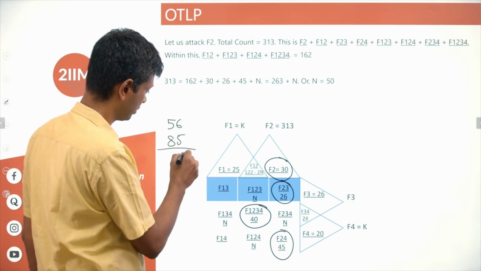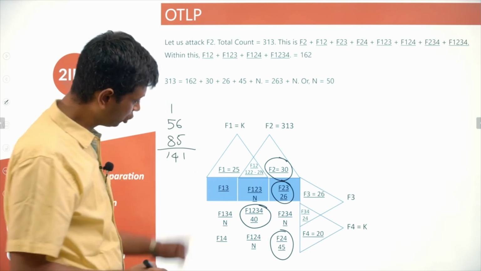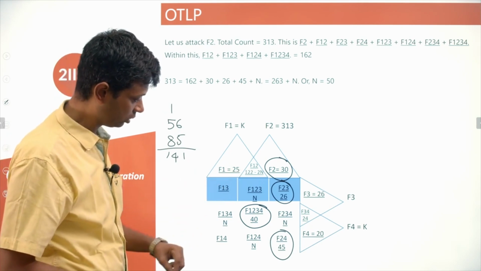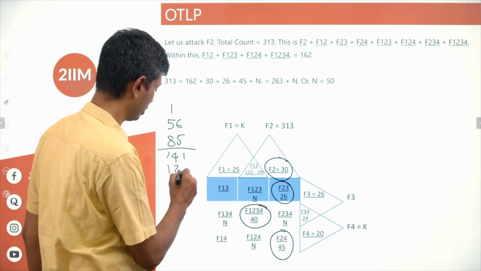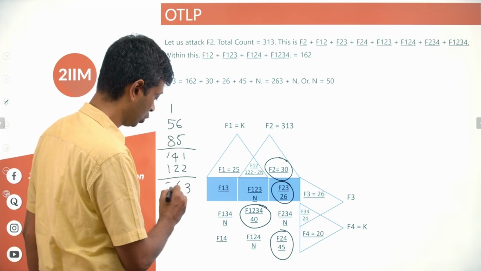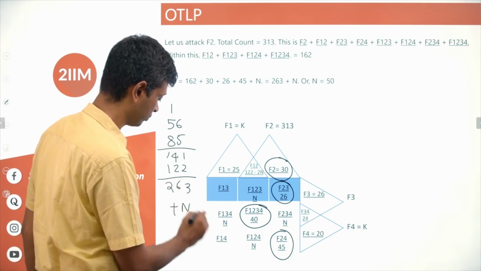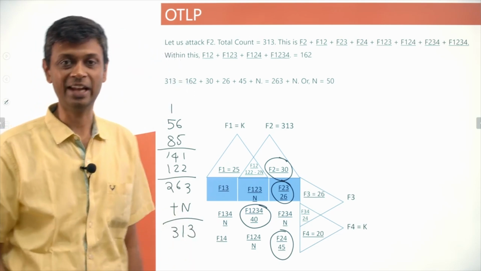So this is 11,141. To this we add 122 minus 2n, n. So 122 plus n. So to this we add 122 and then an n at the end. So we add this: 263 plus n equal to 313, or this gives us n is 50.